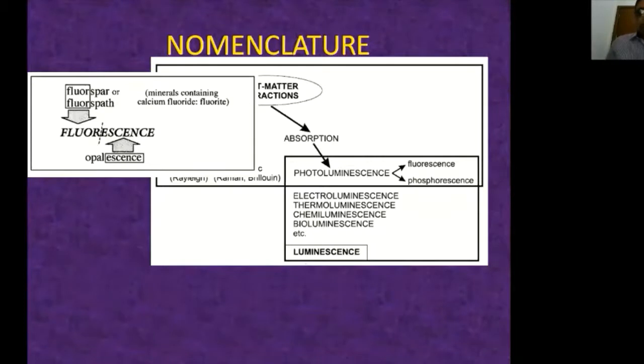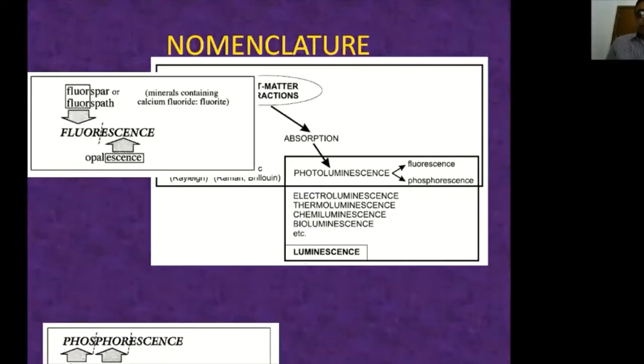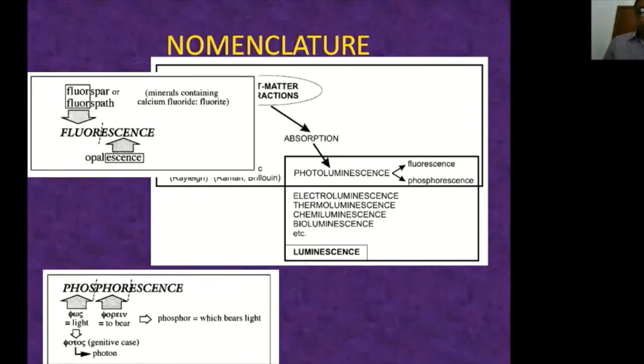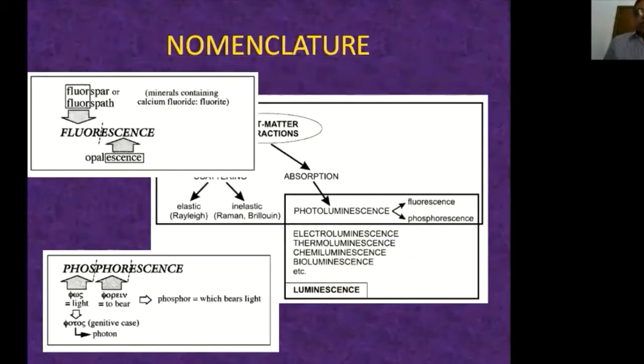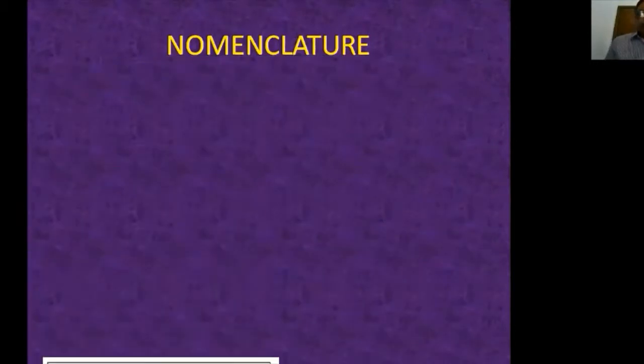Similarly, you can also look at what phosphorescence is. Phosphorescence is also a combination of words. Phosphor is basically that which bears light, and the first word is photon, the other is the bearing of light, which is the root of phosphorescence. So that's how the nomenclature comes up for fluorescence, phosphorescence and luminescence. Try to have clarity on this nomenclature. This is very, very important.